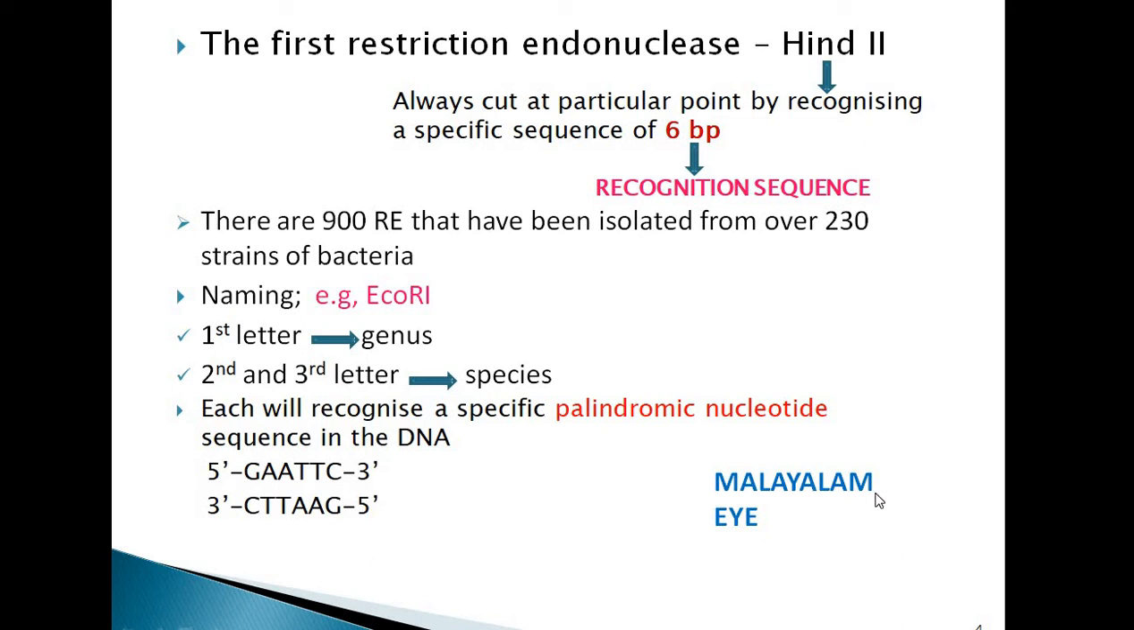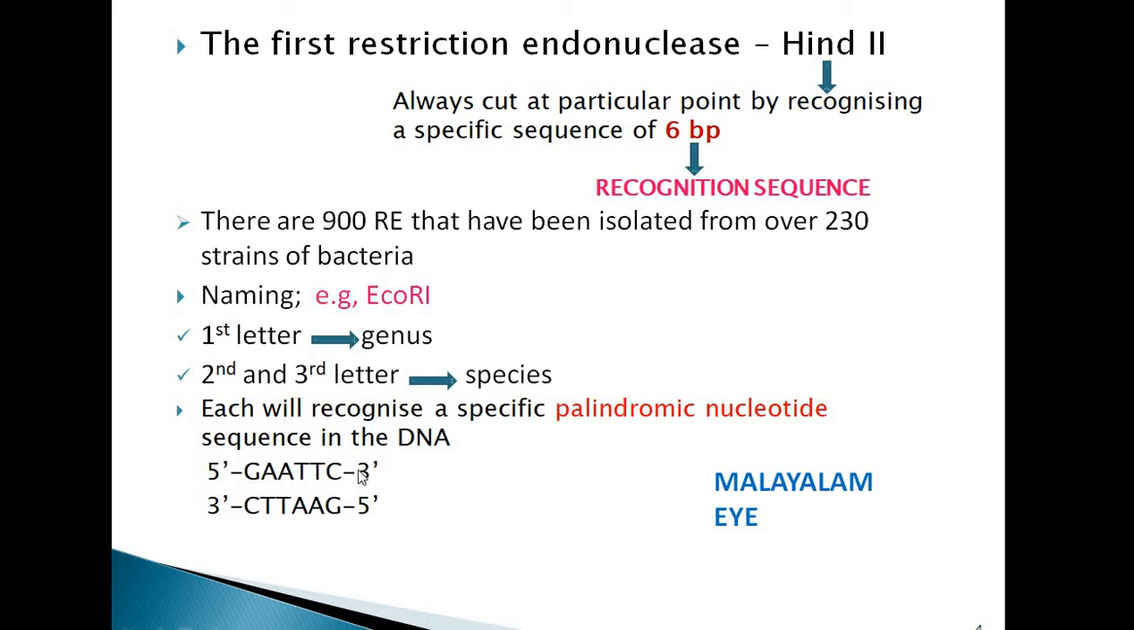If we read it from right to left, MALAYALAM, same, right? Such types of words are called palindromes. The second example is EYE. I hope you now understood what a palindrome is. Similarly, the recognition sequence of each endonuclease has a palindromic sequence.